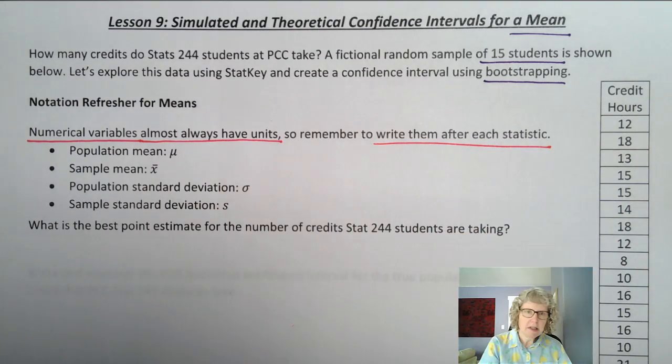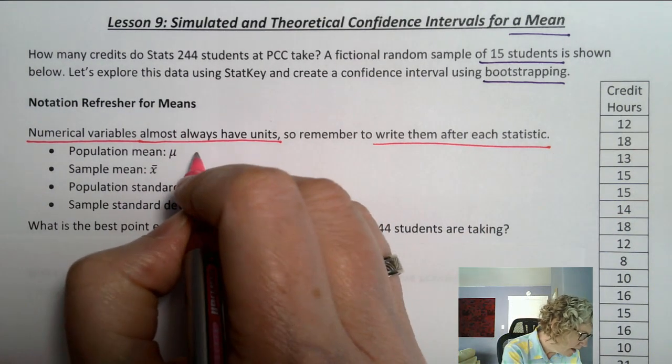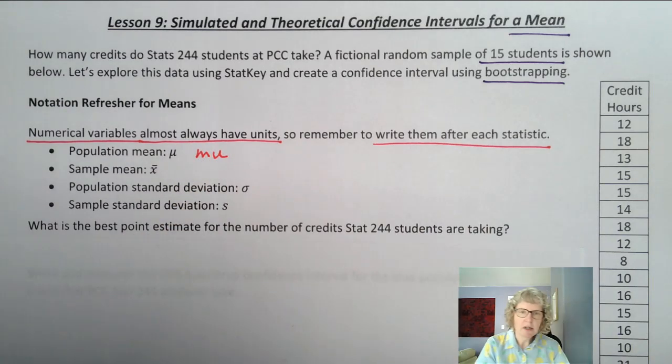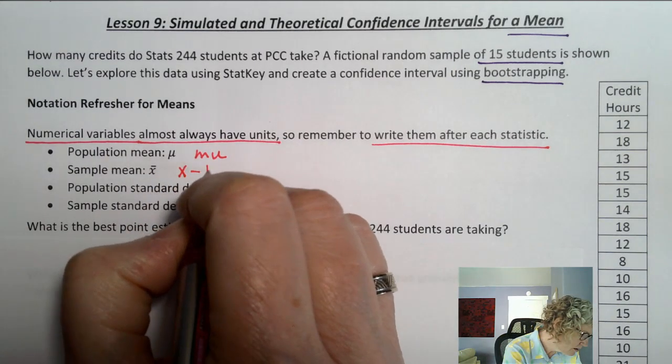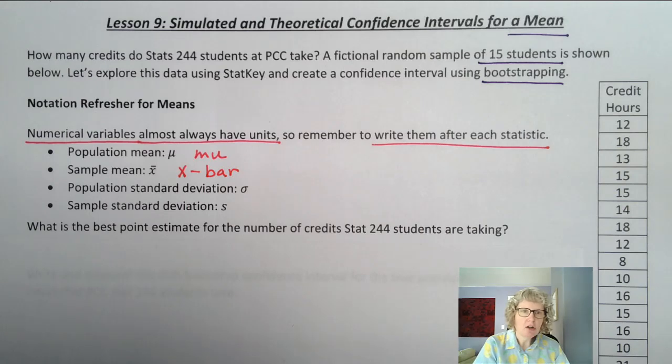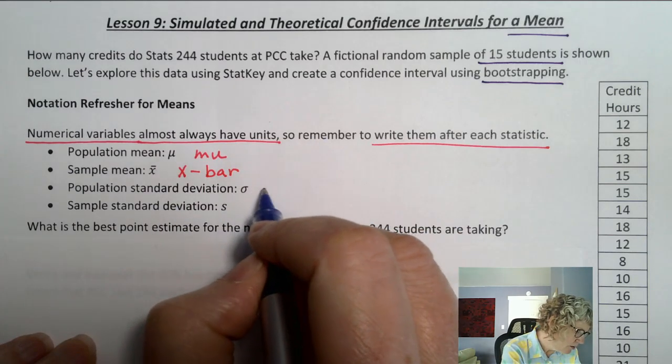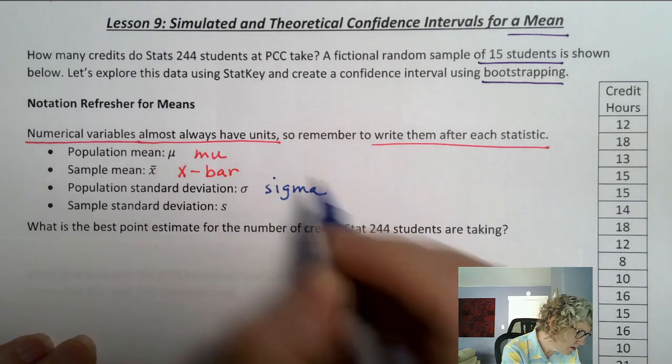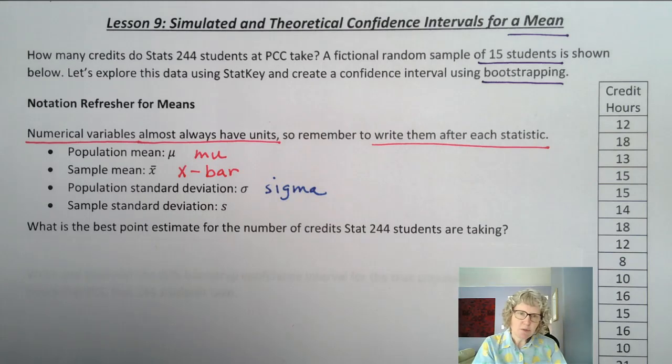Okay, our population mean is mu, and we pronounce that mu. Our sample mean is x bar, which we read x bar. Our population standard deviation, we use the Greek letter sigma for that. And if it's for a sample, our standard deviation, we use the letter s, okay? S is s. Okay, so just remember now we've got two things, a mean and a standard deviation for each distribution we'll be looking at.